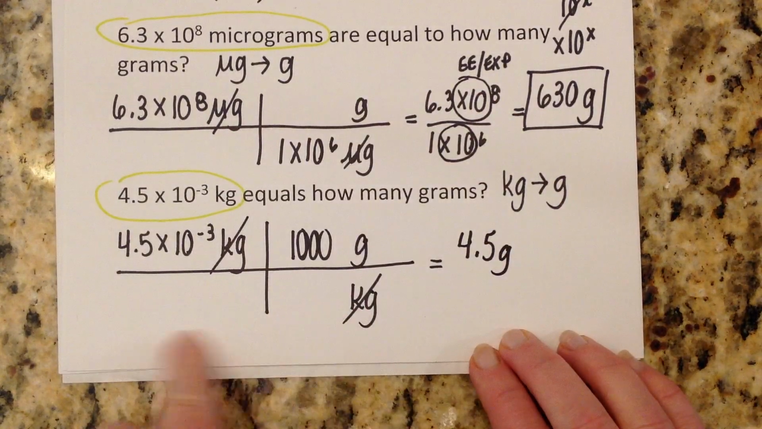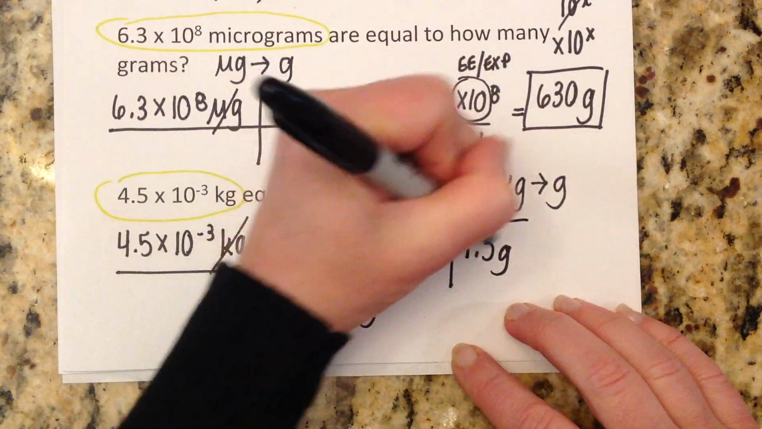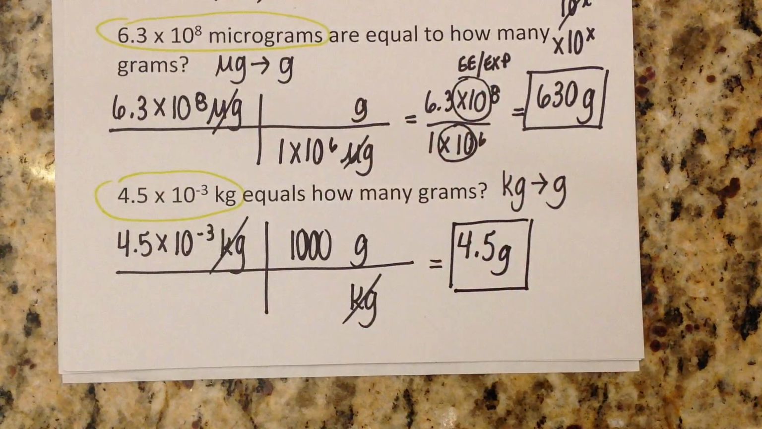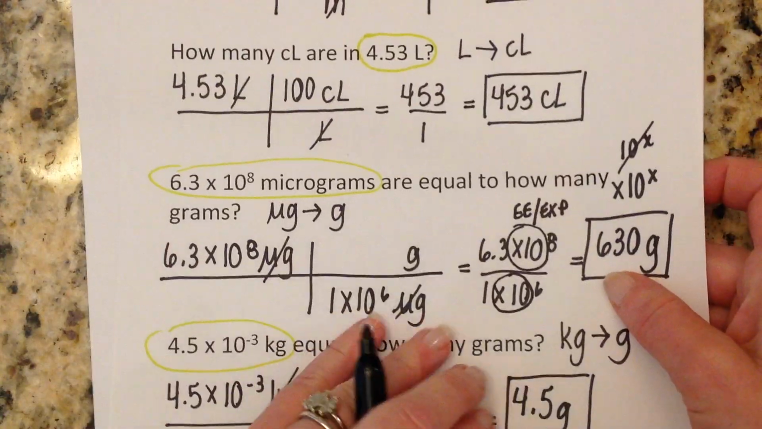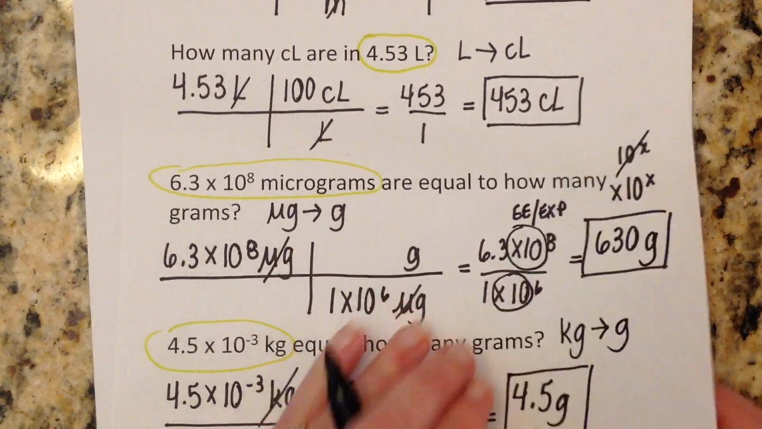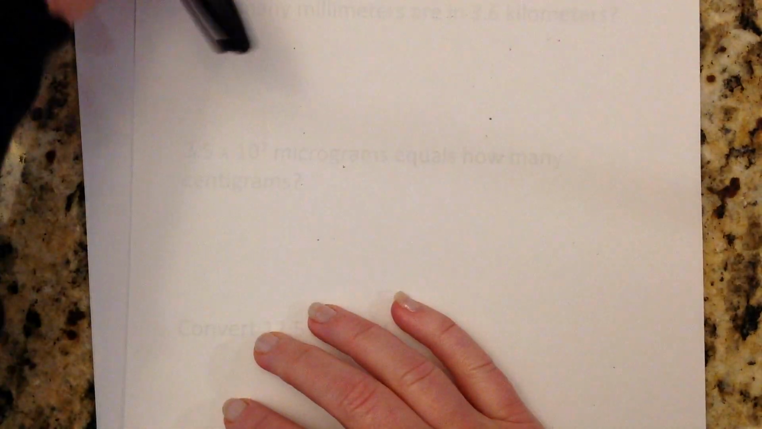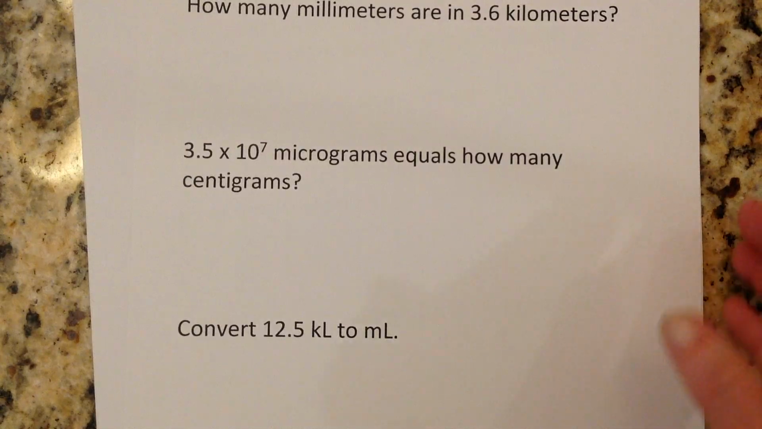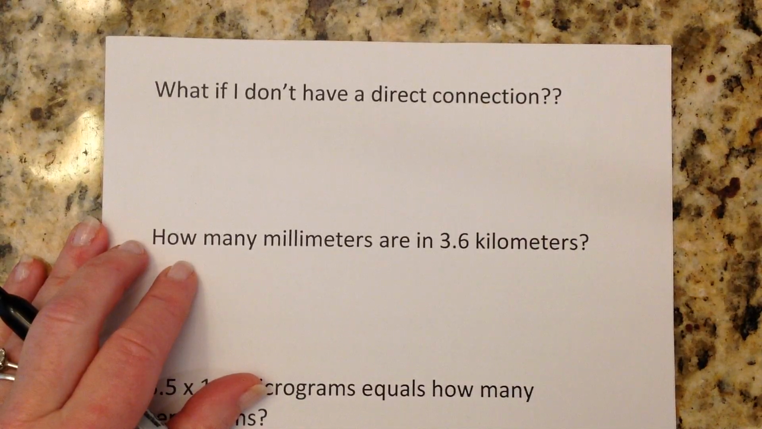You know, this is just a 1 on the bottom, so if you divide that by a 1, you're just going to get the same thing, 4.5. So those problems are what I like to call straight shot. You know the relationship, and all you got to do is multiply the given by that ratio. But sometimes we get problems where we do not have a direct relationship, and that's what we're going to look at next. Sometimes we don't have a direct connection, and in that case, we're going to have to go home.